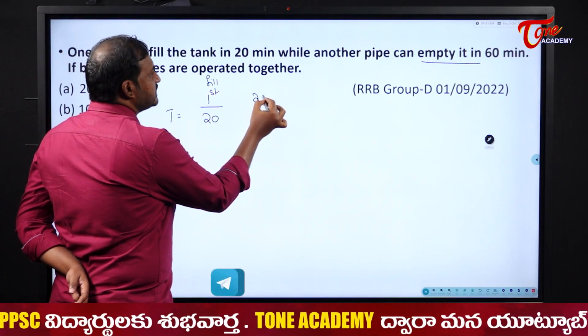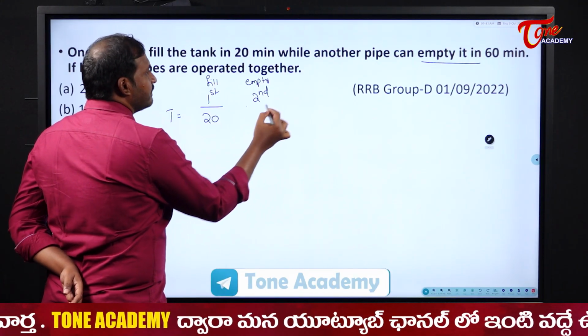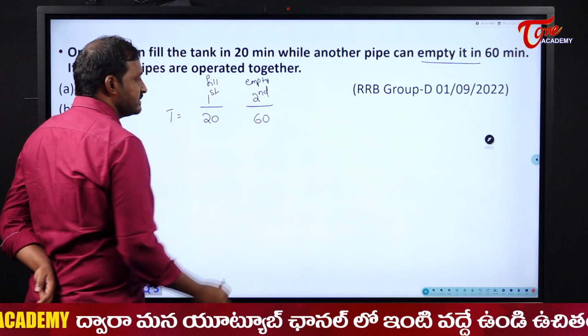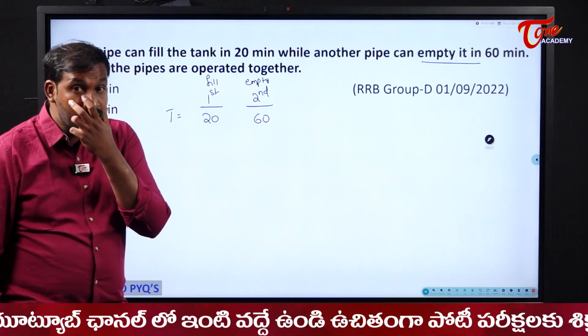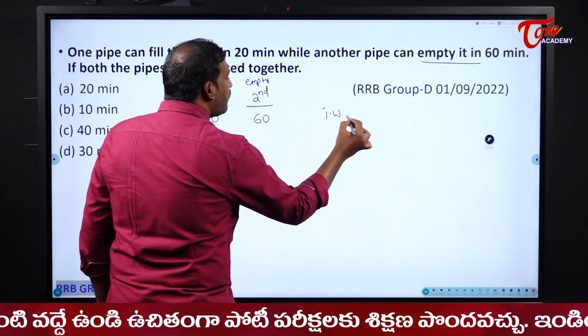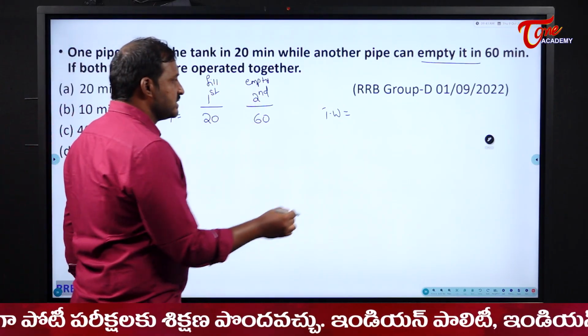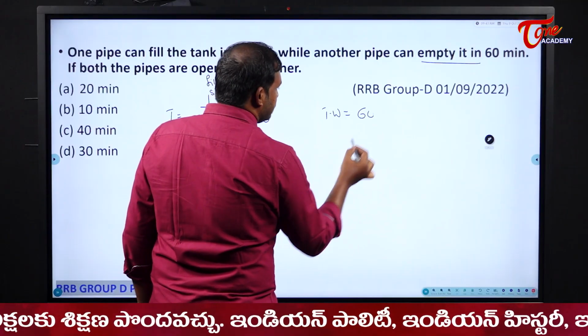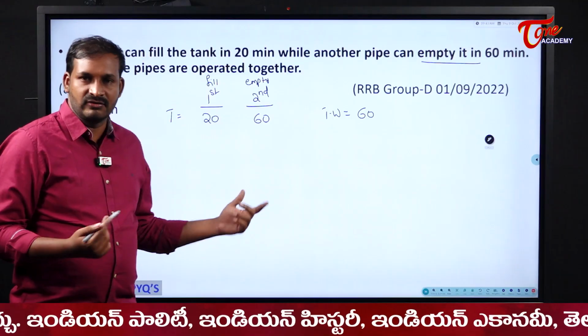And there is another pipe, the second one. It is an emptying pipe. And it is taking 60 minutes to empty the tank. Now see here students, what is the total work? We will not bother whether it is filling or emptying. We will follow the same procedure in both the cases. So total work is 60 only. 20 and 60 LCM is 60. Why? Because 60 is a multiple of 20. Directly you can write it.